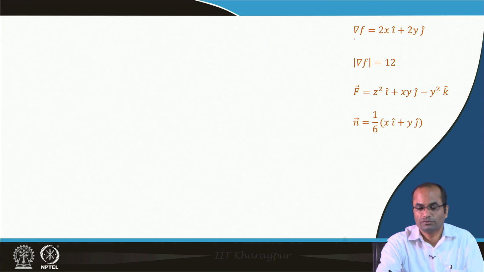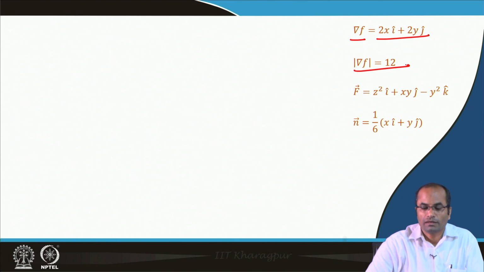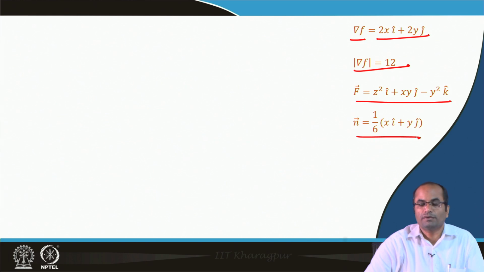So, to summarize, first the grad f we have evaluated, that is 2x i plus 2y j, its magnitude is 12, the given f is there, and the unit normal vector also we have now, 1 over 6 (x i plus y j).